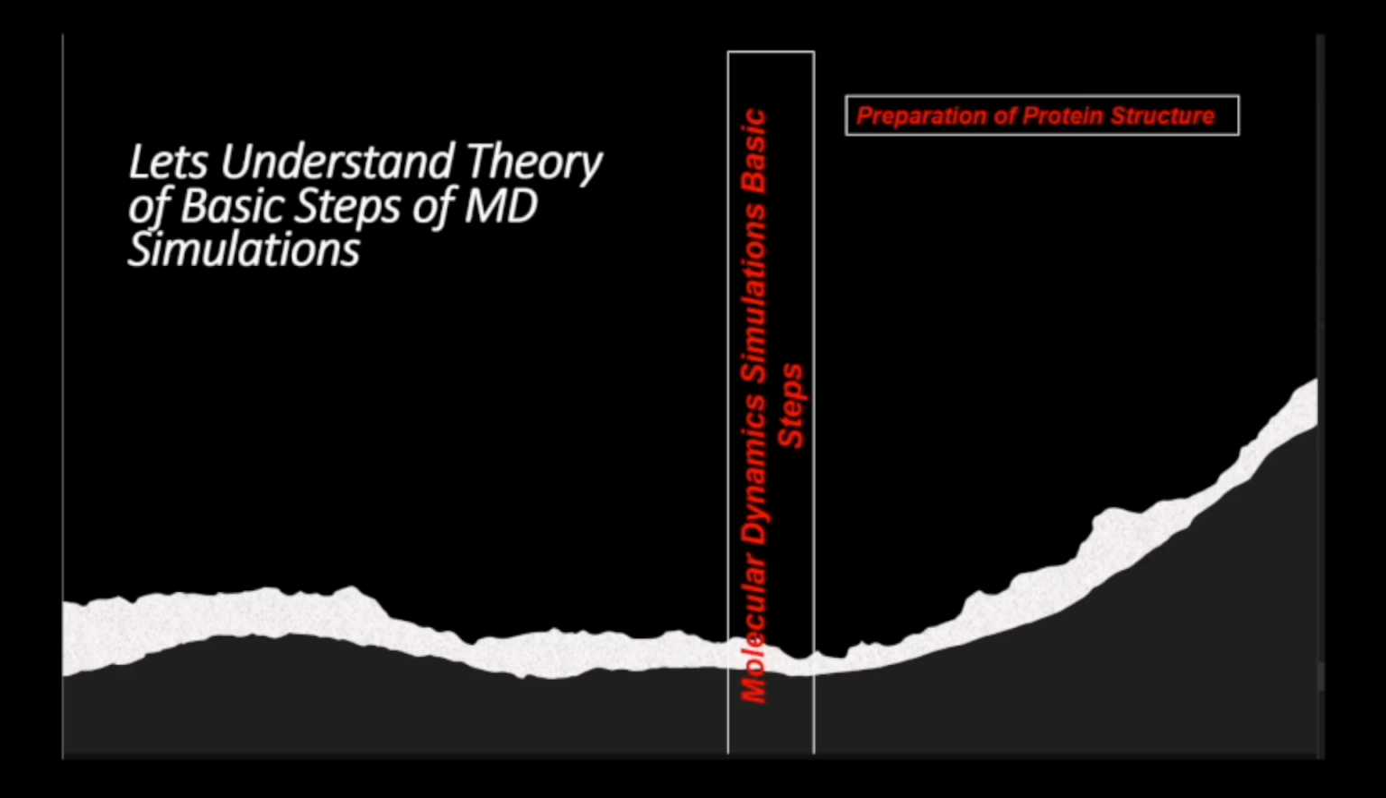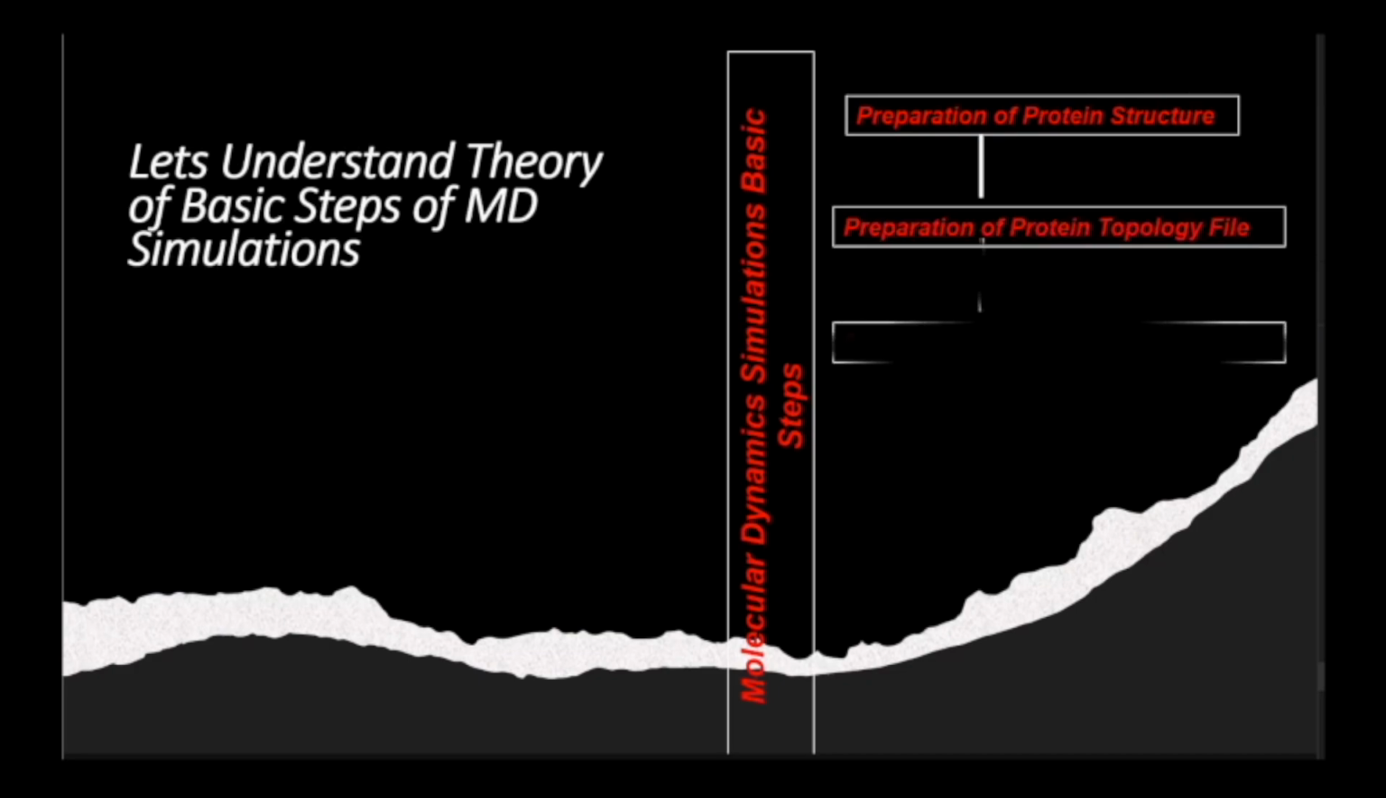The second step, once you have the protein structure, is that you need to prepare the protein topology file. What does it mean by the topology file? I will talk about this topology file very shortly in this webinar. The third step is that you need to solvate your protein and ionize the whole system. What does it mean by solvation and ionization? I will talk about it a bit later.